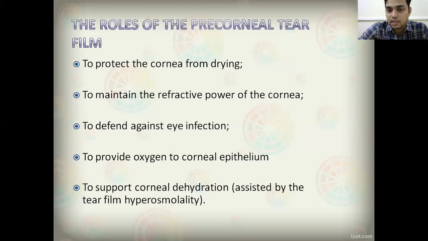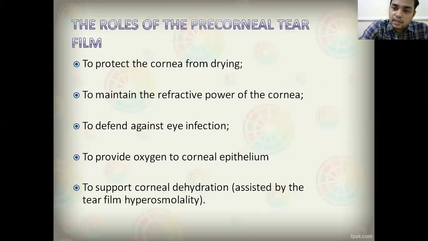There are 2 refractive surfaces in the eyeball, that is the cornea and the lens. So if there is drying and desiccation of the cornea, what happens? The refractive status of the eyeball changes. Because of the drying, there is decreased vision. So the precorneal tear film maintains the cornea in a moist state, prevents it from drying, and maintains the refractive power of the cornea.